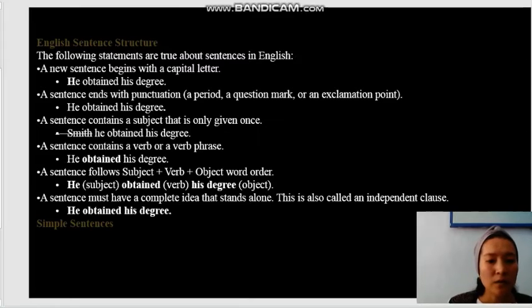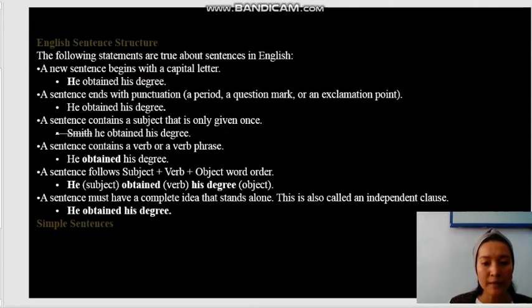Smith, he obtained his degree. So we deleted the word Smith and used the subject he. We used the subject he only once. A sentence contains a verb or a verb phrase. He obtained his degree. Here the verb is the word obtained, from the word to obtain, from the infinitive. A sentence follows subject, verb, object word order.